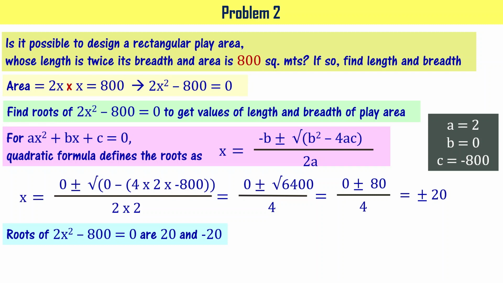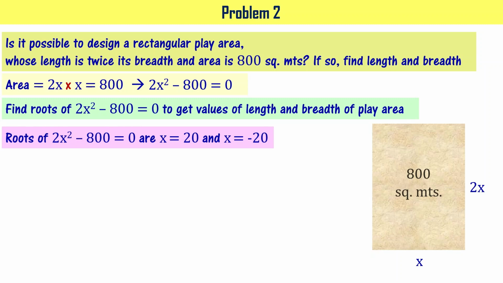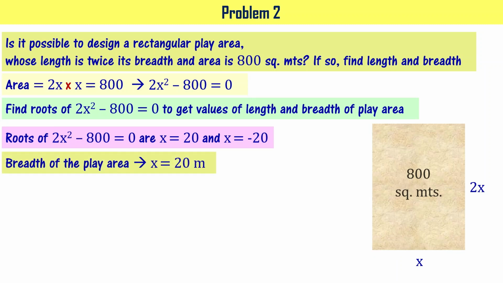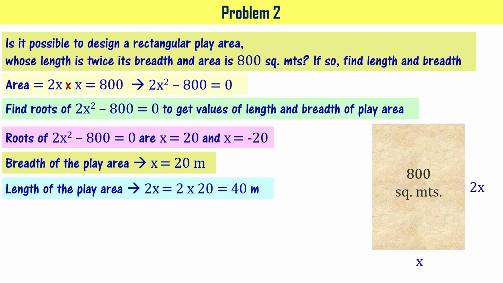The width of the play area x cannot be a negative number, right? That's why we choose x equal to 20. That is the width or breadth of the play area, and the length of the play area is 40 meters, right? Please take a note of this.